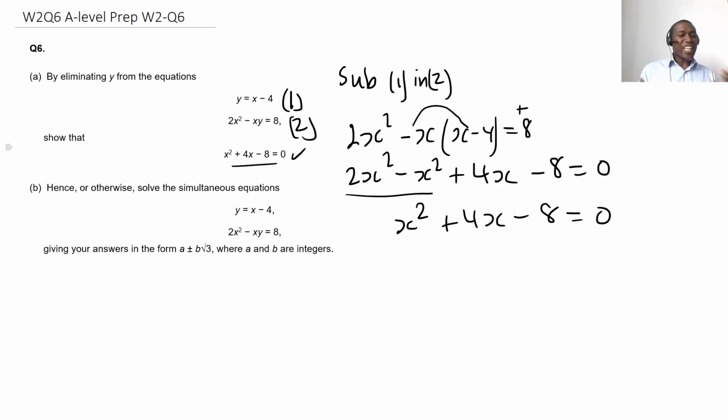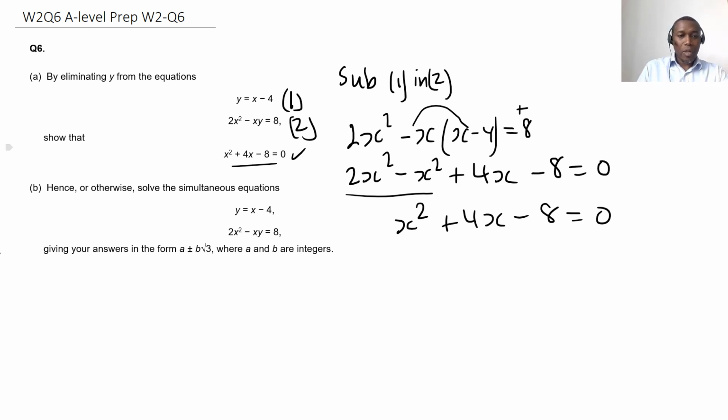Tick. And that's the nice thing about show that. You know what the end result is. So even if I lost my concentration and was doing the wrong thing here, I would realize I'm not getting the right answer, and that would help me to go back and check. So it's really nice when they do the show that questions, I think.